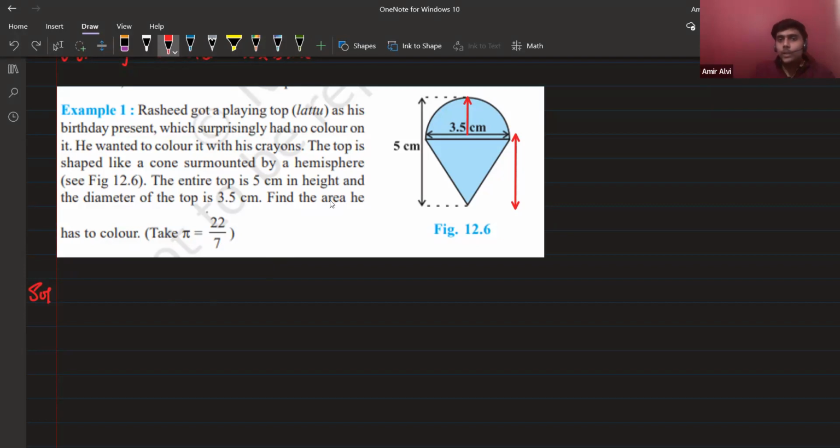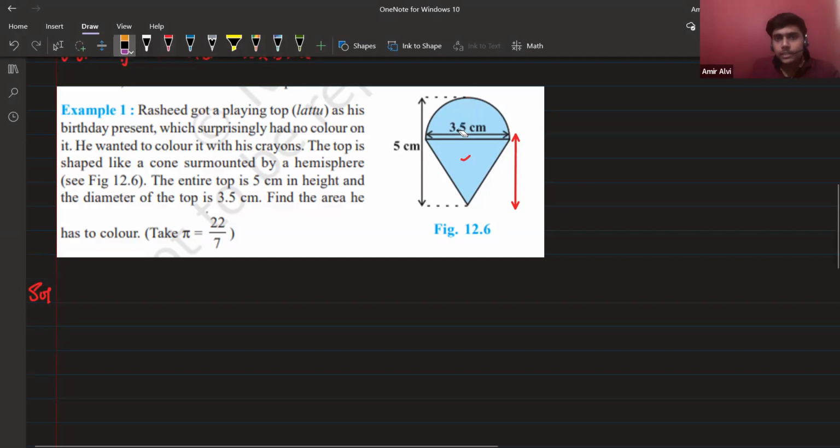So basically, you can see this top is made from two shapes. The upper part is a hemisphere, and the other part is a cone. Clear? It means that you have merged two solids to make one solid. Yes or no? Very good. This chapter is very interesting, so if you interact with me and get involved, it will be very easy. That's why I'm continuously saying yes or no.